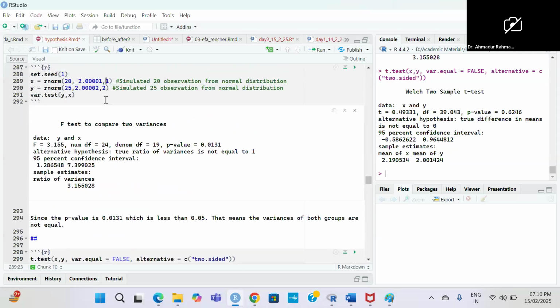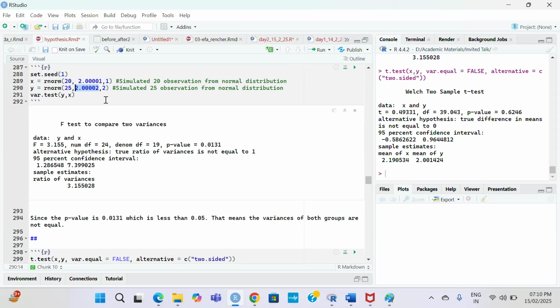We have generated normal distribution data with mean 2.001 and the second mean is 2.002. So both of them are not different. See, the difference is I think fifth place of decimal, right? Yes, sir. Both the groups are not different.